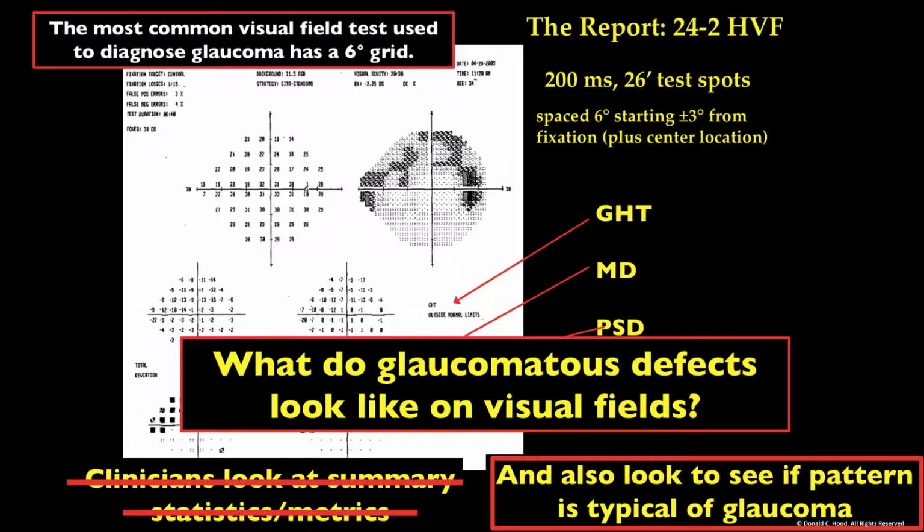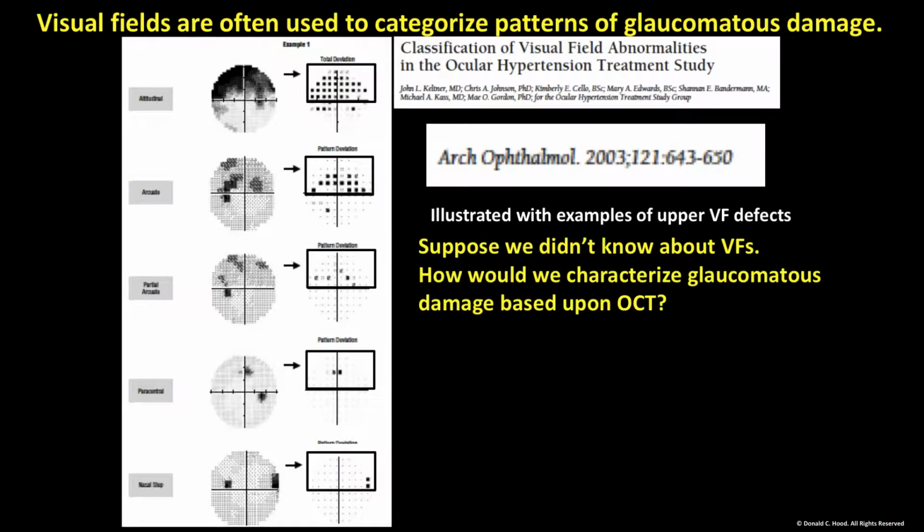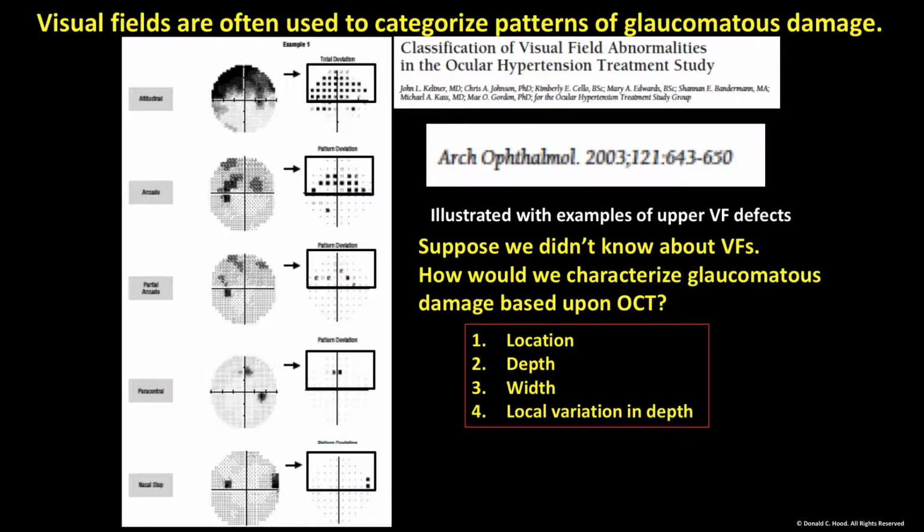So what do glaucomatous defects look like on visual fields? Or what should they look like? So suppose we didn't know about visual fields. Let me go back to the question I posed. How would we categorize glaucomatous damage based upon OCT? Well, I've already argued I'd want to know where the damage was, the location of the damage on the circumpapillary scan, the depth of the damage, the width of the damage, and something about the local variation.